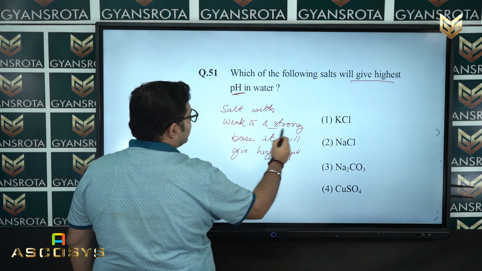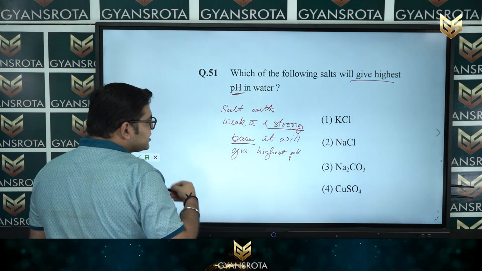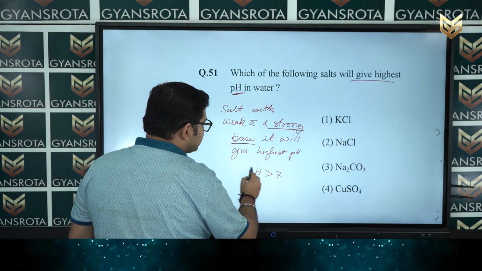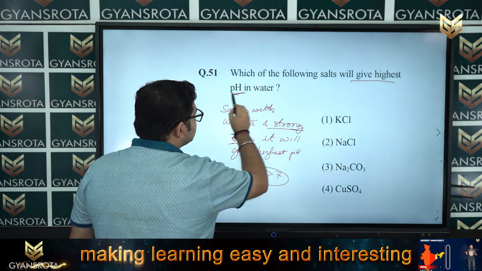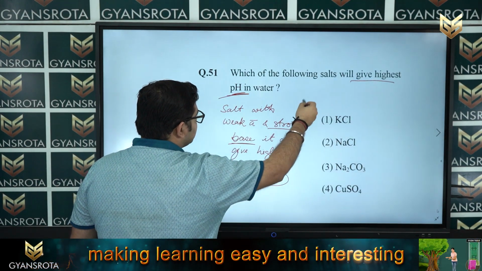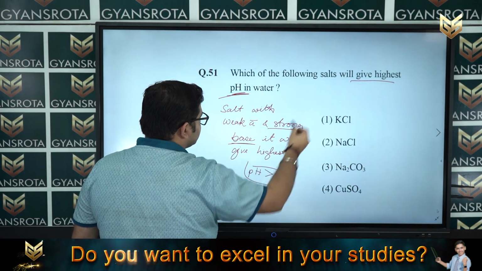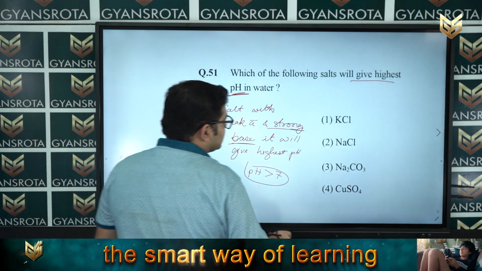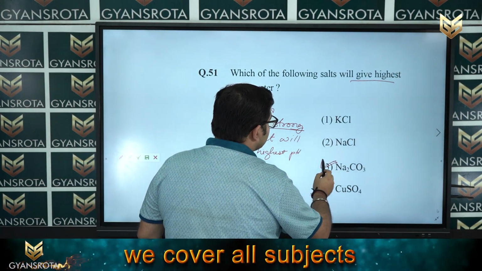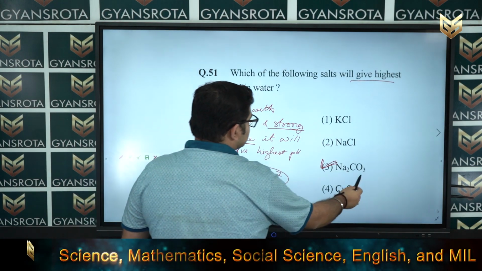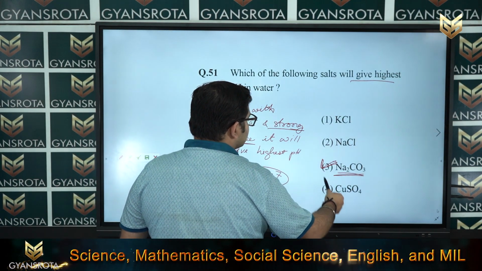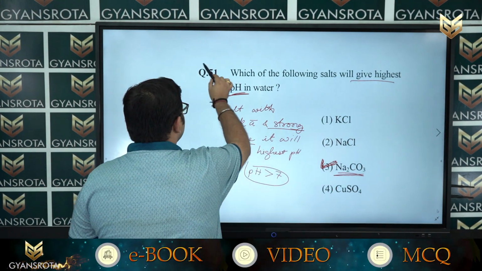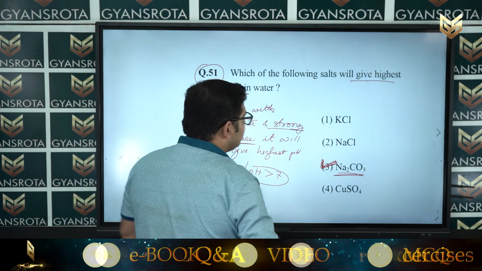Why? Because a strong base completely dissociates, and when it completely dissociates, your pH will be greater than 7. They ask which gives you the highest pH. Yes, if OH or base is more in the water solution, then pH will be highest. Now, if you see among the options, option number 3 is a salt of a weak acid and a strong base. So, this will give you the highest pH. So, option number 3 is the correct answer of your question number 51.